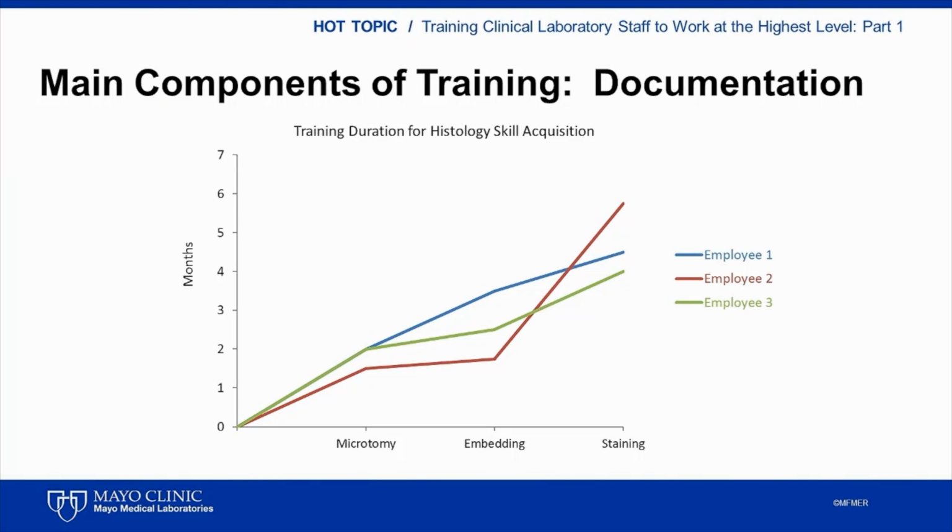This is an example of how documentation can reveal trends within training. This chart shows how long it took for 3 different employees to complete 3 main elements within the histology laboratory. By reviewing these trends annually, or more frequently if significant training has occurred, it allows leadership to analyze and determine training time, trainer disbursement, and any adjustments that may need to be made to the training program.